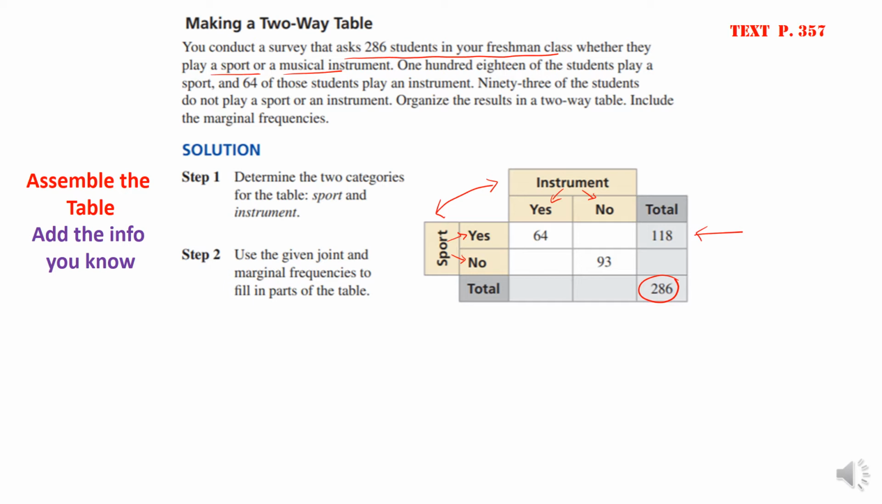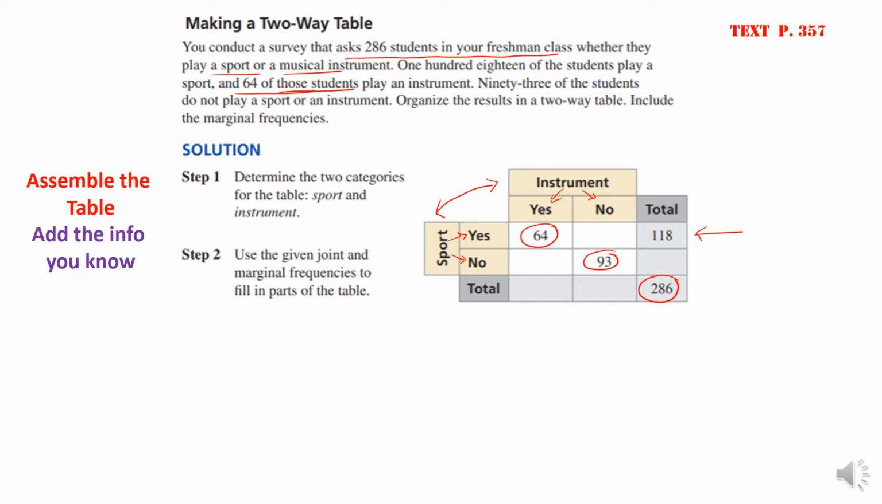Out of that 118, and 64 of those students means out of the 118, 64 of them also play an instrument. And they don't always put in those "also" words to give you that hint, but it says 64 of those, of the 118, so that you would put the 64 there. Then it says 93 of the students do not play a sport or an instrument, so they answered no to both, so that one would go there.